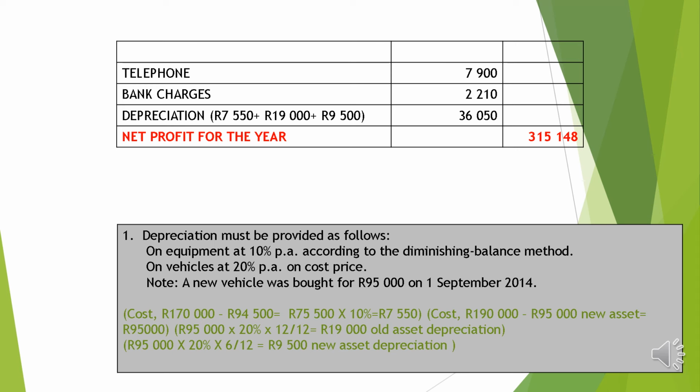So this is how we calculated depreciation on equipment, because it's clear that there is no new equipment that was bought or there was no disposal during that particular financial year. So we said 170,000 cost or historical cost minus 94,500, which is accumulated depreciation. Then we got a book value of 75,500 multiplied by 10% as per the instruction above. Then we got 7,550, which is our depreciation for equipment.